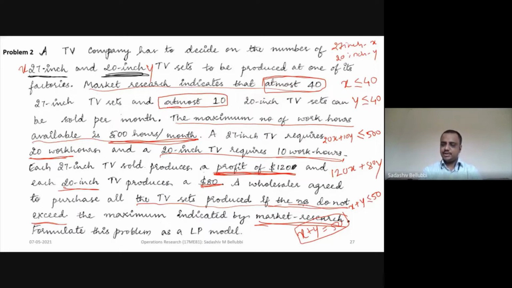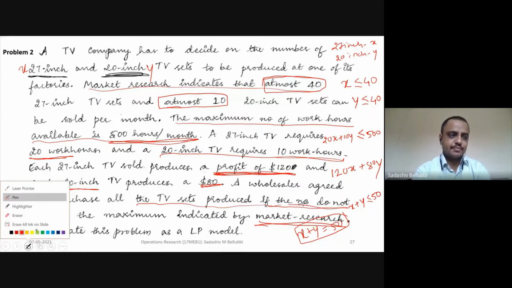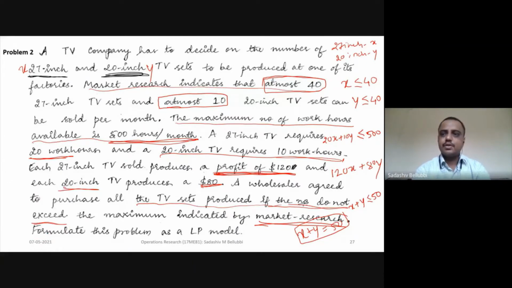So how many constraints do we have now? Total four constraints. This is the first constraint, this is the second constraint, this is the third constraint, and this is the fourth constraint, and this is our maximum of P, the objective function. At the end we need to write that both decision variables should be non-negative: X greater than or equal to 0, Y greater than or equal to 0.